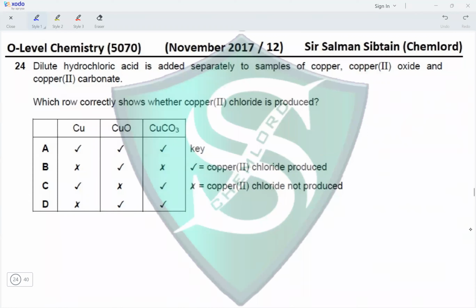Question 24. Dilute hydrochloric acid is added separately to samples of copper, copper(II) oxide, and copper(II) carbonate. Which row correctly shows whether copper(II) chloride is produced? So, copper reacting with HCl does not happen because copper is less reactive than hydrogen.